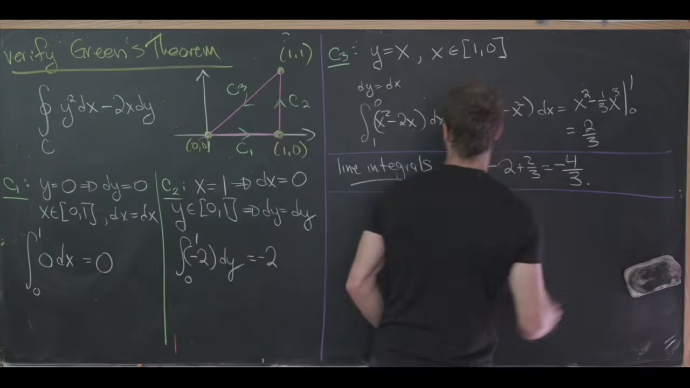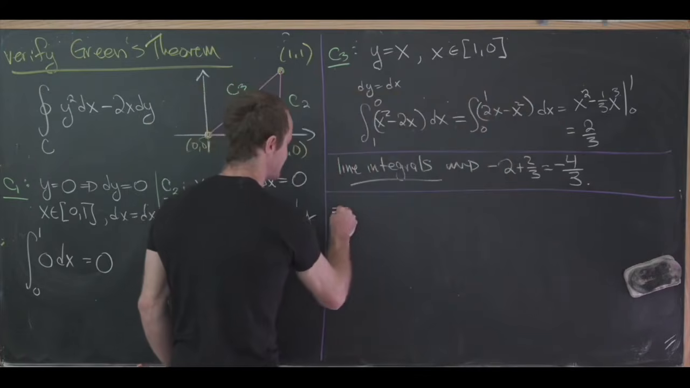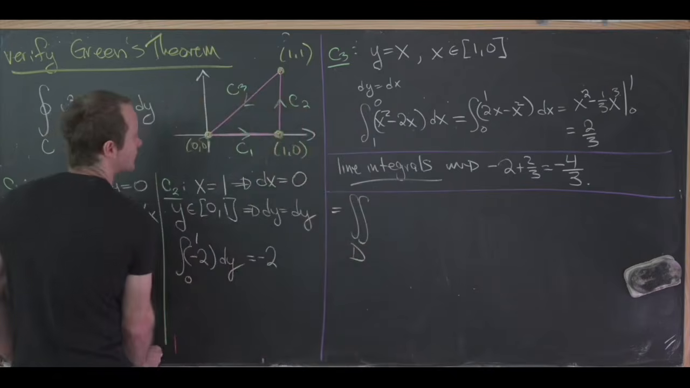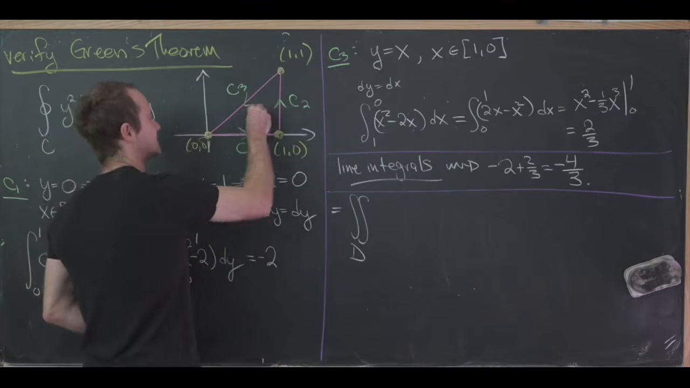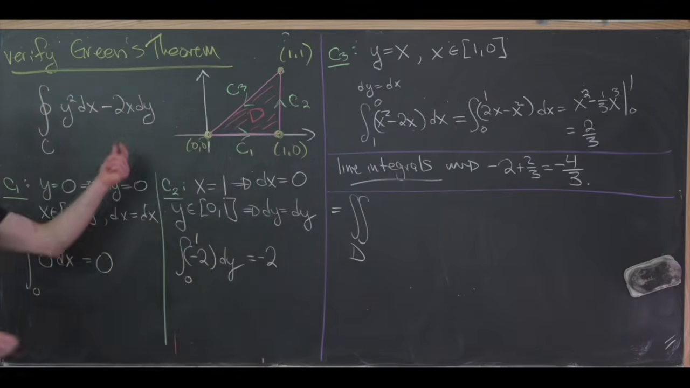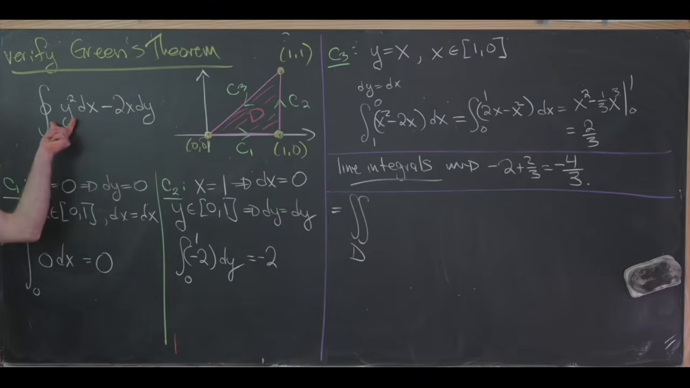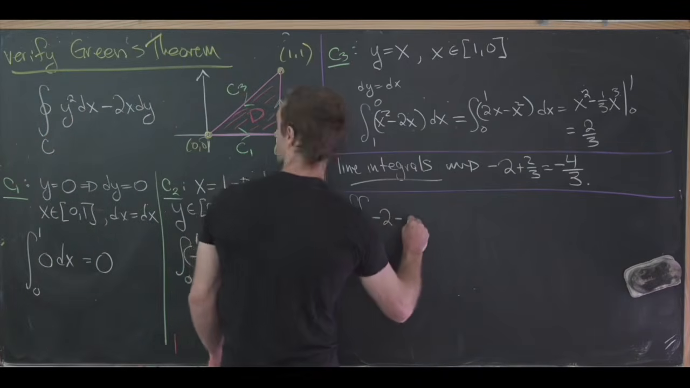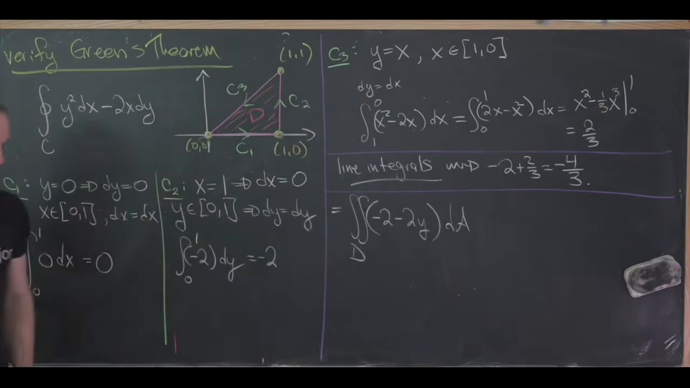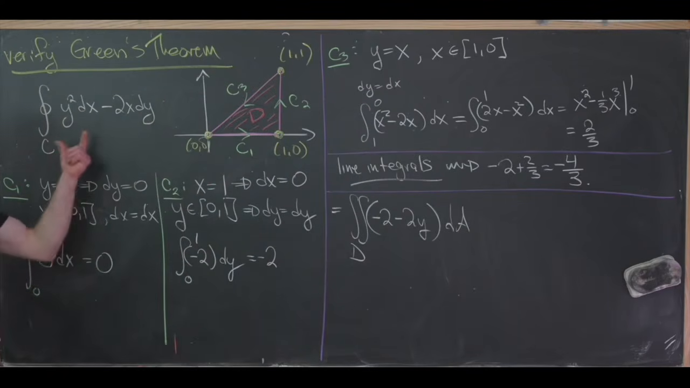Okay, so now let's apply Green's theorem. So Green's theorem said that this should be equal to the integral over the region D, where the region D is this, so it's the inside, of the derivative of this with respect to x minus the derivative of this with respect to y. So that'll end up with -2 minus 2y. And then our differential area component. So again, that's our Green's theorem statement and result, that you can apply this and turn a line integral into a double integral.